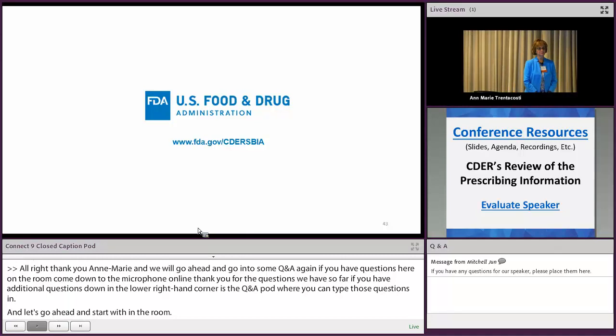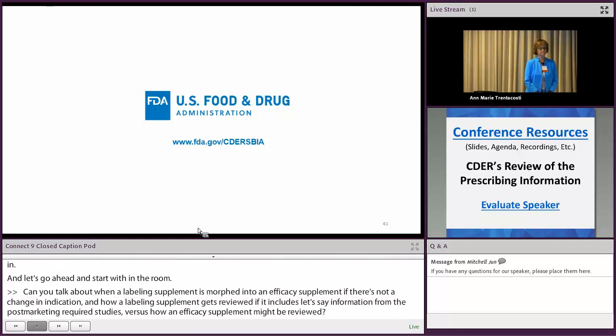Hi. Can you talk about when a labeling supplement is morphed into an efficacy supplement, if there's not a change in indication, and how a labeling supplement gets reviewed if it includes, let's say, information from post-marketing required studies versus how an efficacy supplement might be reviewed? I just had a sponsor, an applicant, who submitted a labeling supplement and the division turned it into an efficacy supplement.